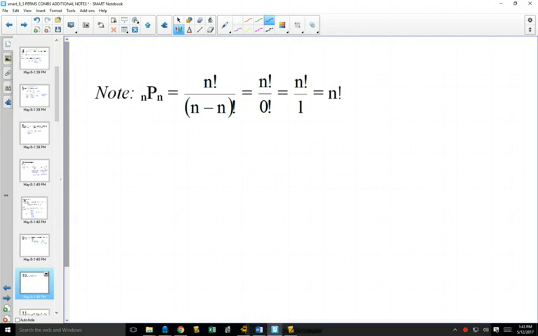Remember when we had 0 factorial as a definition being 1? Well, if you have n objects in n spaces, or nPn, that's like all the arrangements possible, that's going to be n factorial. However, if you're looking at this and you're simplifying it, putting it in the formula gives you a 0 factorial on the bottom. That 0 factorial on the bottom has to be a 1 in order for this formula to work.